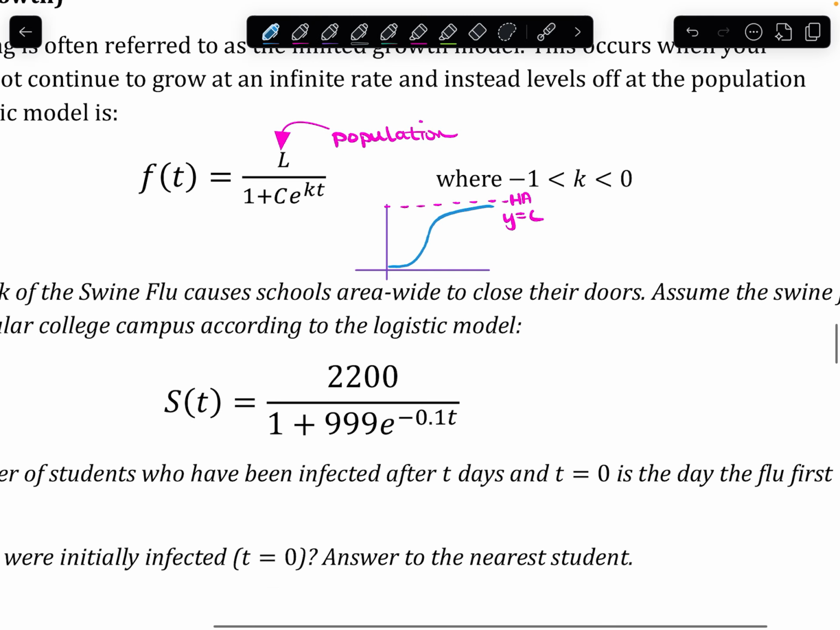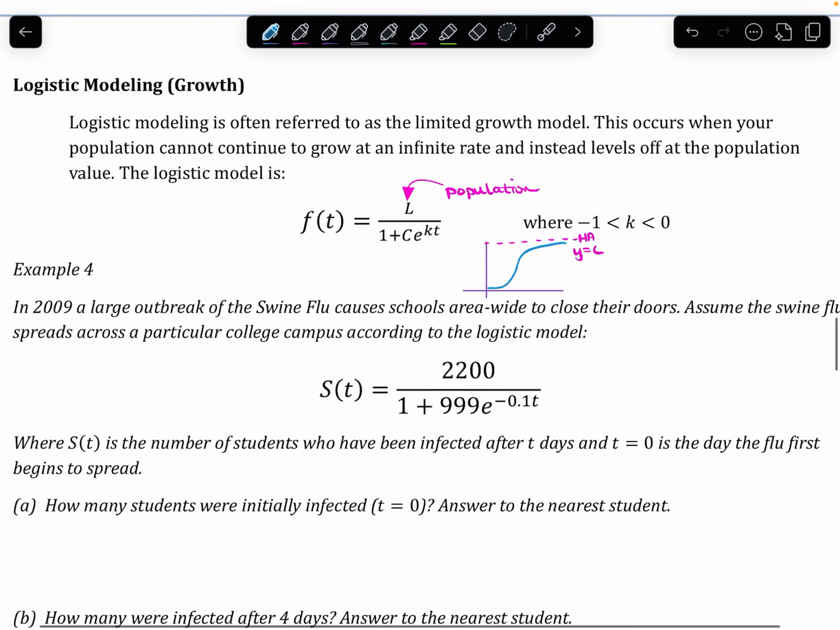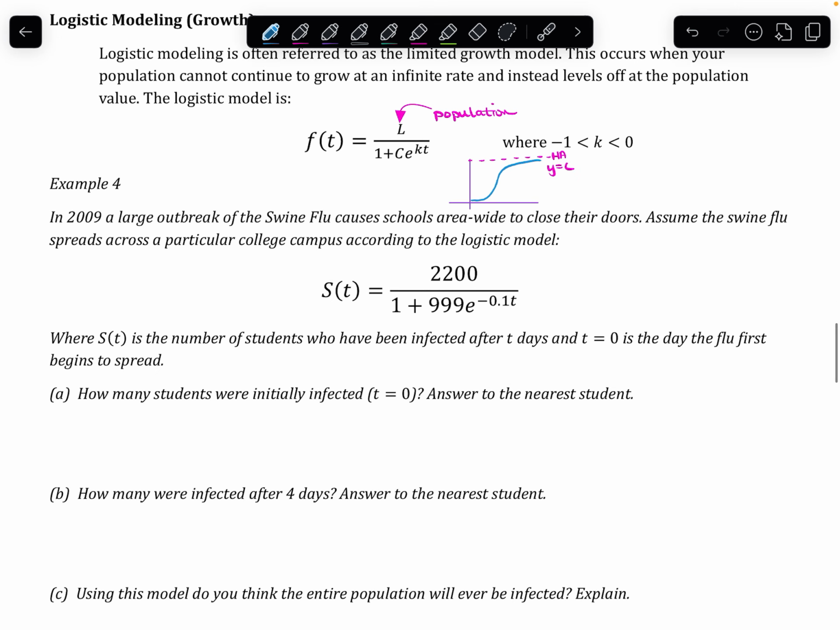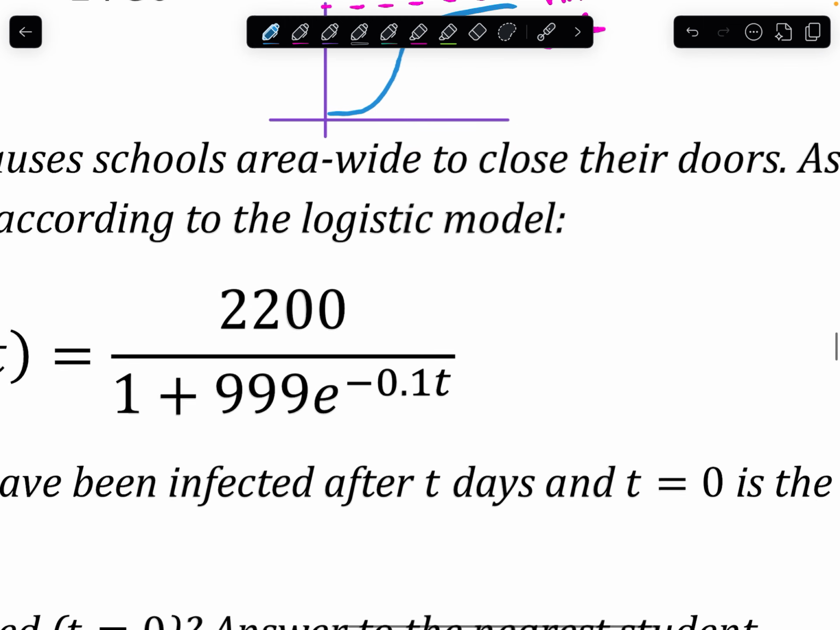Here's an example that actually did happen. In 2009, a large outbreak of the swine flu caused schools area-wide to close their doors. Assume the swine flu spreads across a particular college campus according to the logistic model given, where S of T is the number of students who have been infected after T days, and T equals 0 is the day the flu first begins to spread. It's a mouthful. As a note, that number right there is our population, so this college campus has a population of 2,200 students.